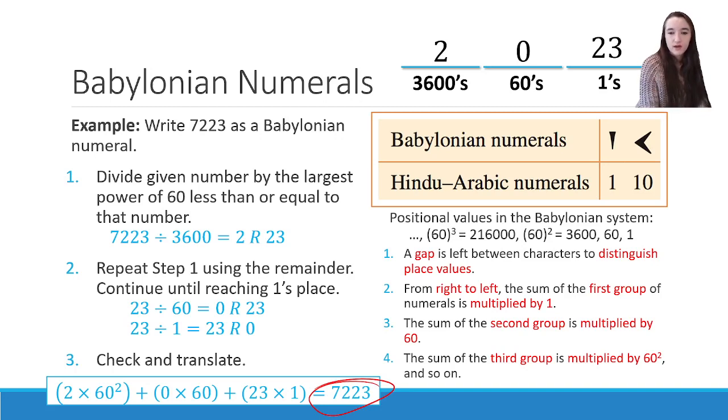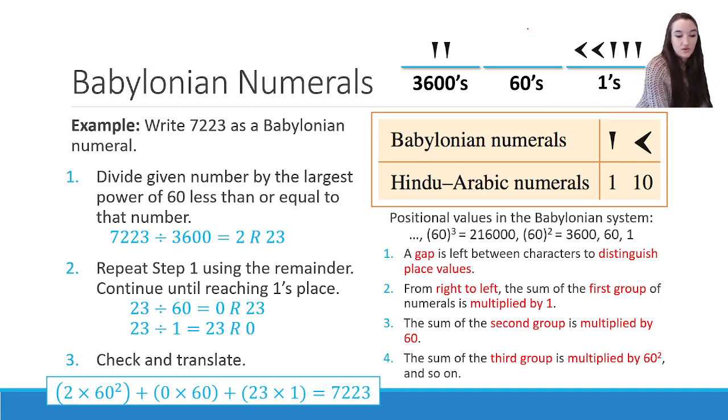And so we can finish by translating into the Babylonian system. So here we have 2 ones for our 3600s, and then for the ones position, we get 2 tens and 3 ones, like so. And again, there is no 0 in Babylonian, so we just leave it blank. So it's just like a big gap between them.